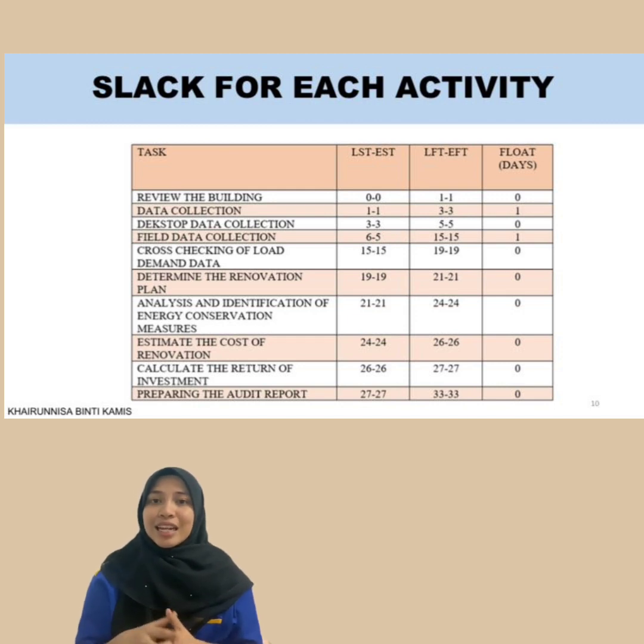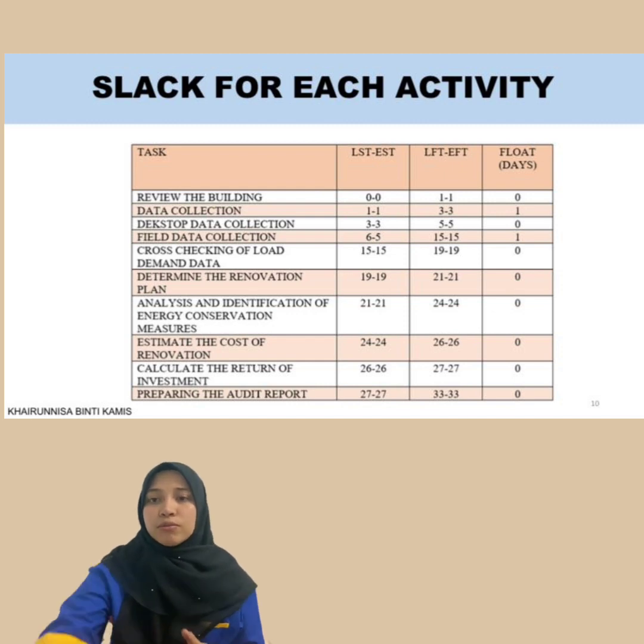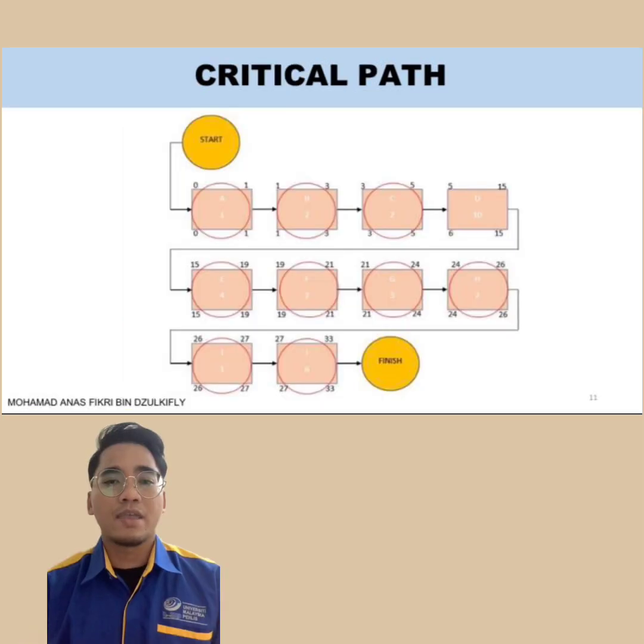Additionally, the slack table can also be used to identify the critical path, which consists of the activities that have zero slack and therefore require the most attention. This information is important for the project manager to make sure that the tasks finish on time and to keep the project on schedule. Next, I will present the critical path.